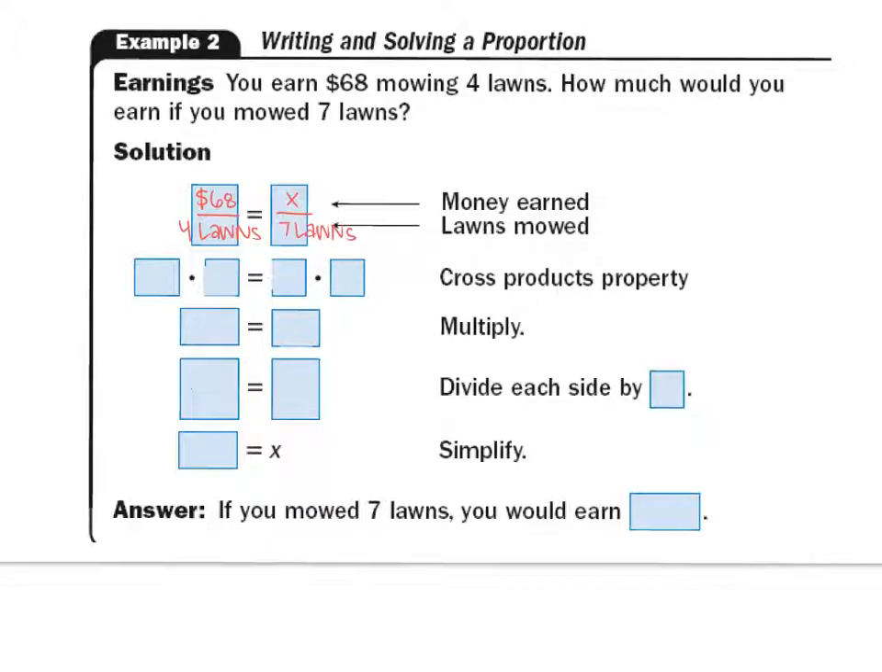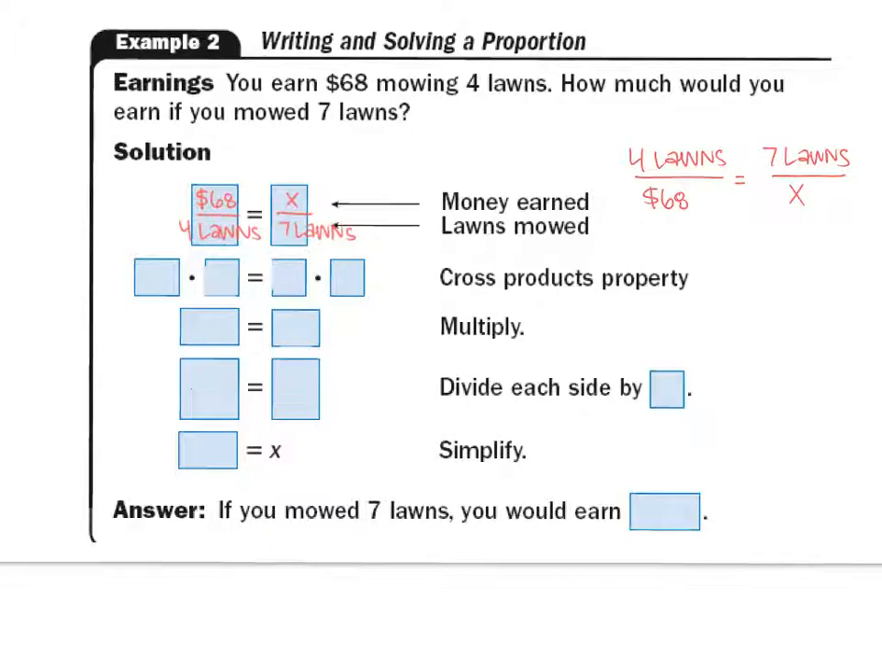Now here's what I'll tell you guys. It does not matter if you put money or lawns on the top as long as you are consistent. So if you put money on the top of the first ratio, you've got to put the money on the top of the second, and lawns on the bottom, lawns on the bottom. If you had wanted to, you could write this ratio as 4 lawns over $68 equals, and then you'd have to stay consistent and put 7 lawns over X.